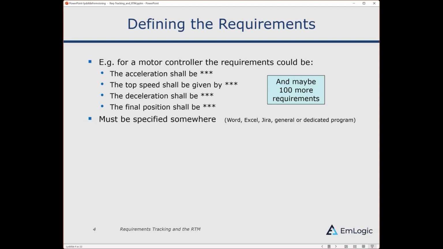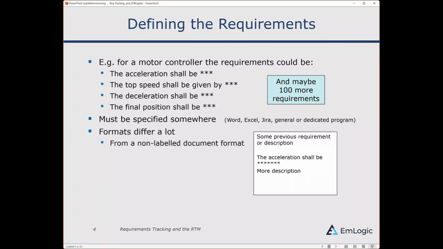People use totally different ways of actually defining these requirements. Some use Word, Excel, Jira from Atlassian, or some kind of dedicated requirement tracking program, for instance. And also the formats differ a lot from one tool to another and from one user to another. Could be from something as simple as a non-labeled document format with no specific label for the requirements at all, basically just prose.